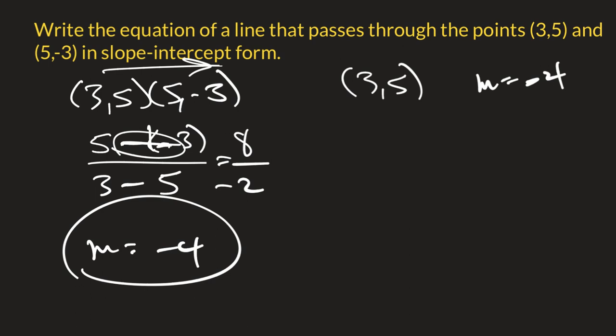We are now going to plug that into point-slope form. So we're going to go y minus, what's my y value? Y is what? 5. Equals, what's my slope? Negative 4 times x minus, what's my x value? 3. Y minus 5 equals negative 4 times x minus 3.